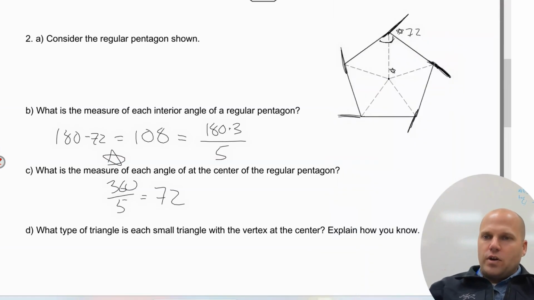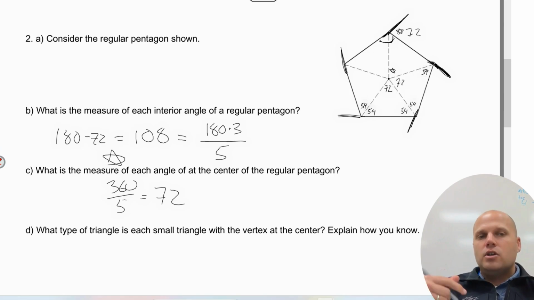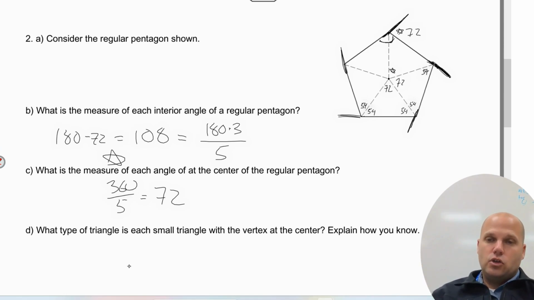What's going to be very important for next lesson when we find the area of this is that we could split these 108s in half, and we know that this exterior is the same as the center. We can realize we have a bunch of congruent isosceles triangles all around. To find the area of the entire shape, we're just going to split it into triangles. So we see we have isosceles triangles because we have 2 of the same base angles.